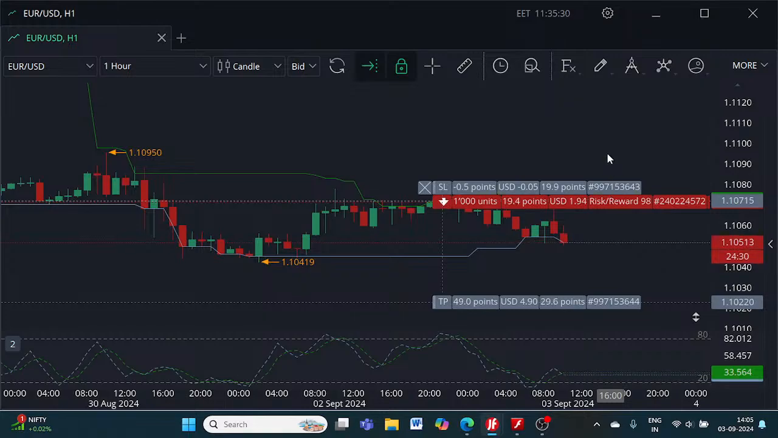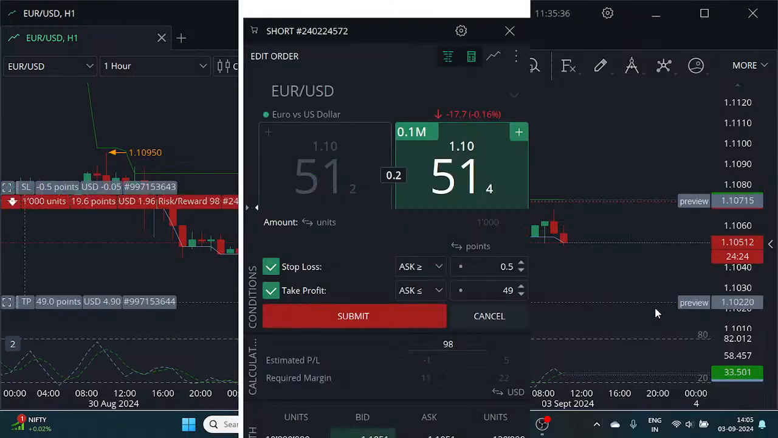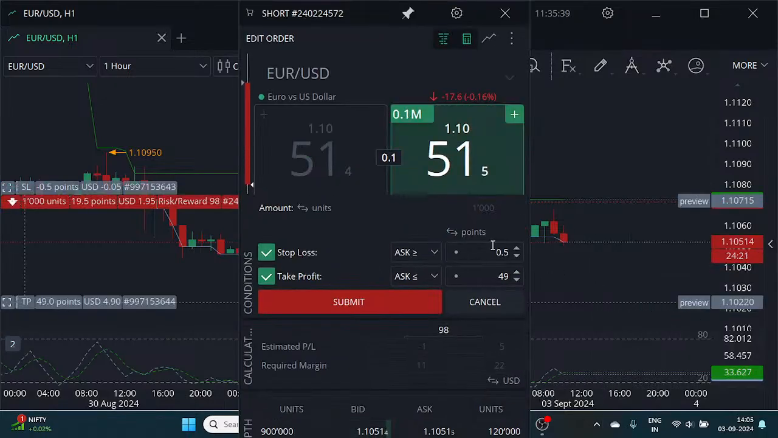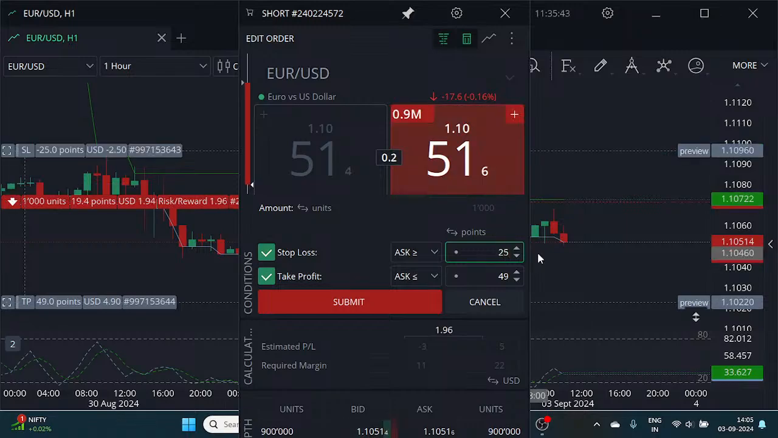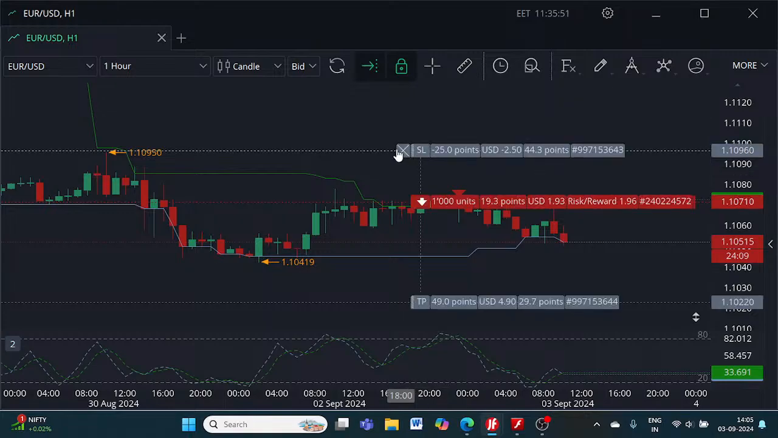Yes, it should be as per predefined levels. Alright, I'm putting it back, which I had mistakenly changed. Now, here we have this system in place which executes trades using the stop loss of 25 pips and the take profit of 49 pips.